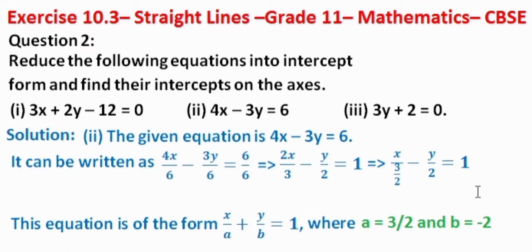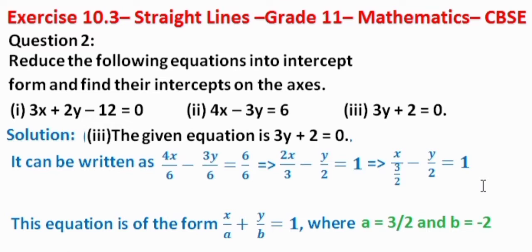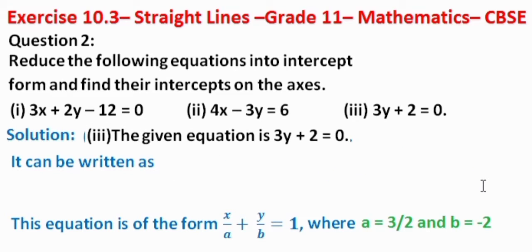Now, let's see the next question, the third question. Look at what the third question gives: 3y plus 2 is equal to 0. Here there is no x term, only y is there. So we can rewrite it as 3y equal to minus 2, because transposing 2 to the other side gives minus 2. Then what is y? Then y is equal to minus 2 by 3.